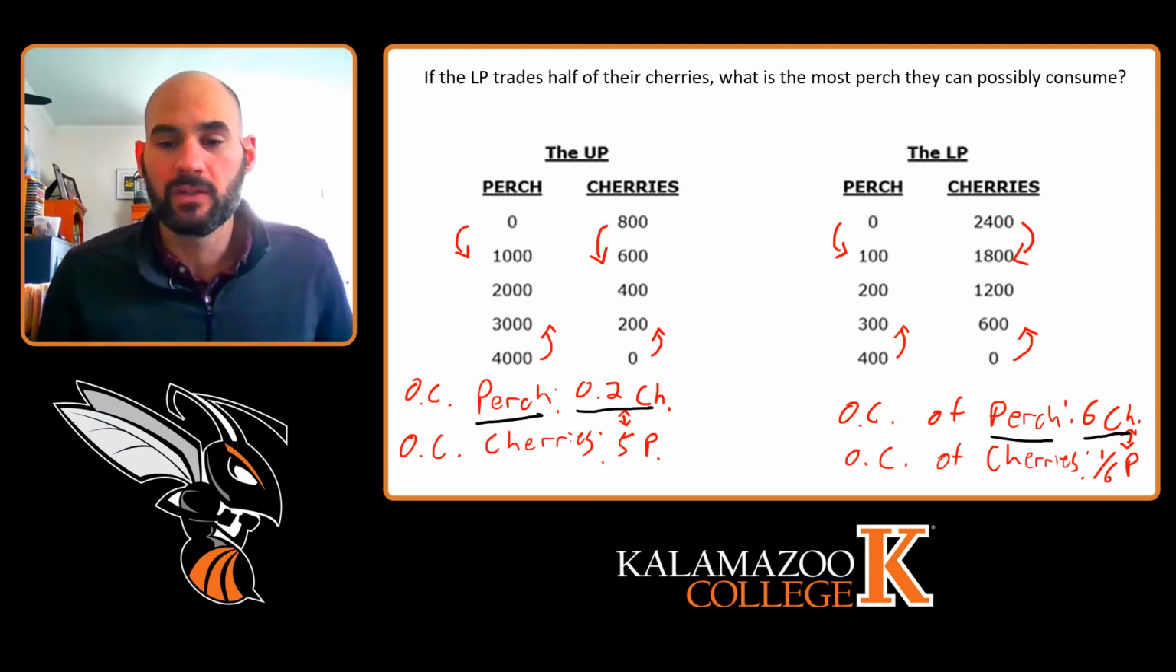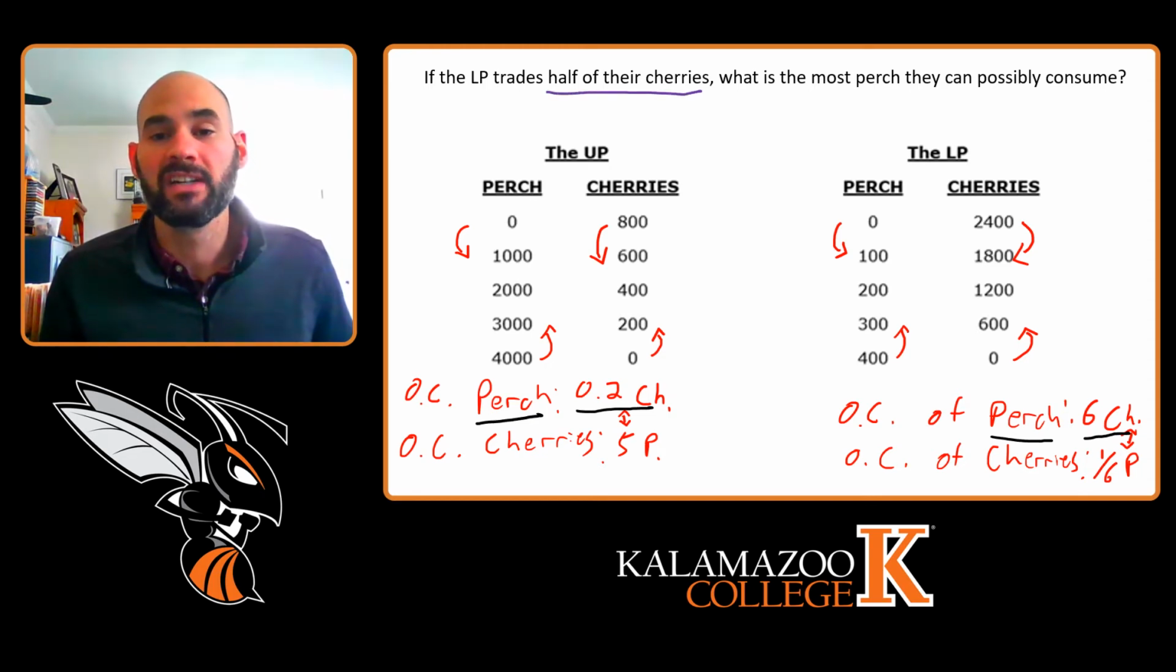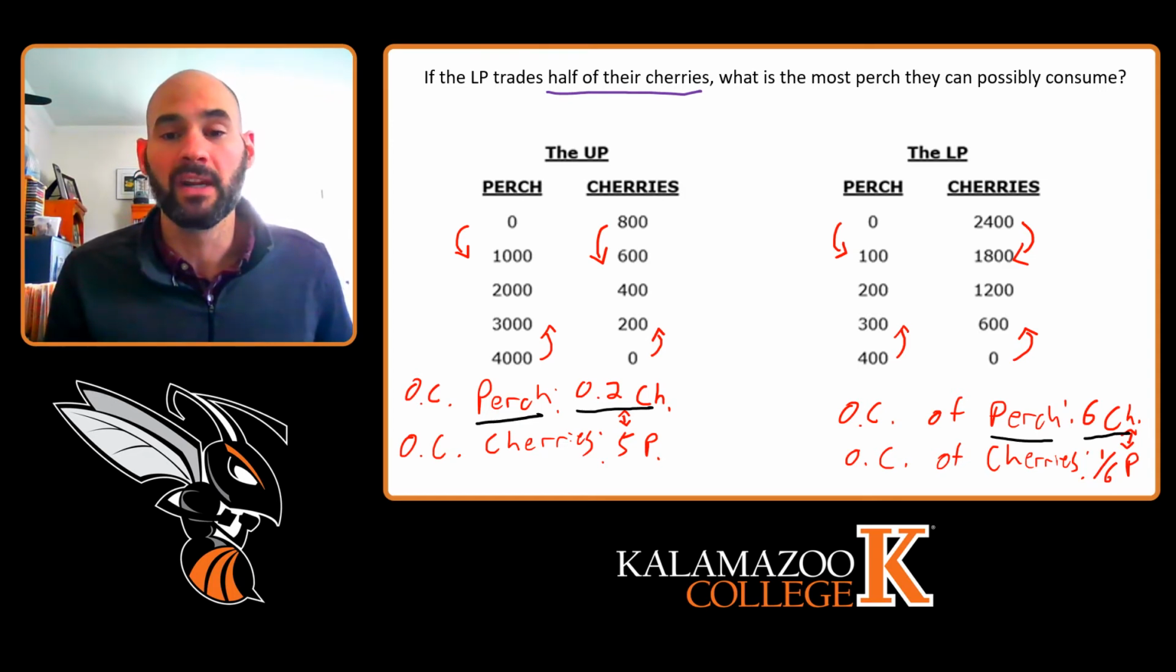And if we want to then think about what happens when the LP trades half of their cherries, we first need to realize that if both of these countries, the UP and the LP, are to engage in mutually beneficial trade, according to comparative advantage, and they're both going to rationally specialize in the production of the good in which they have the comparative advantage, in which they have the lowest opportunity cost.